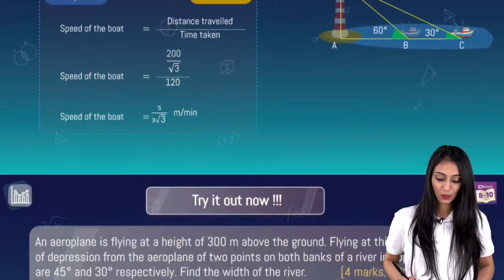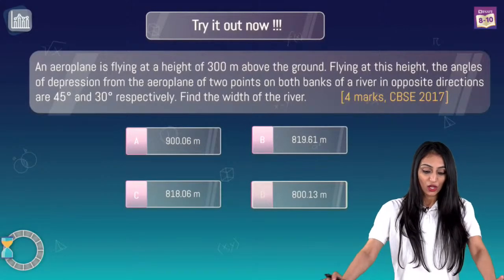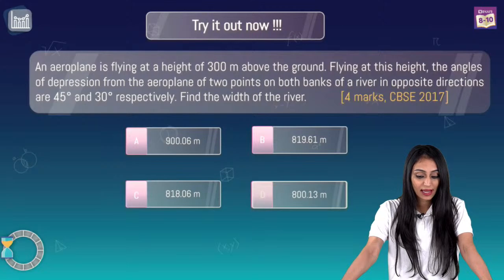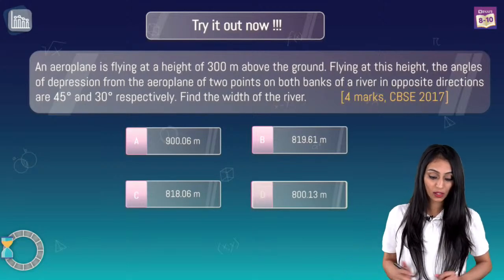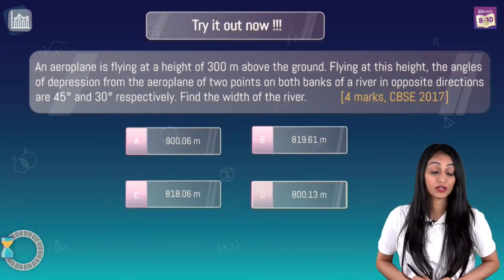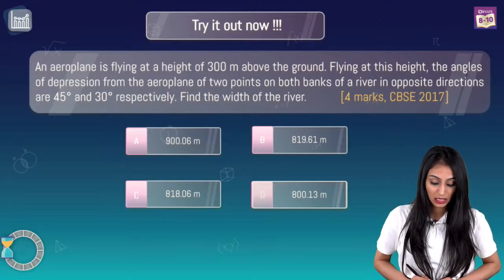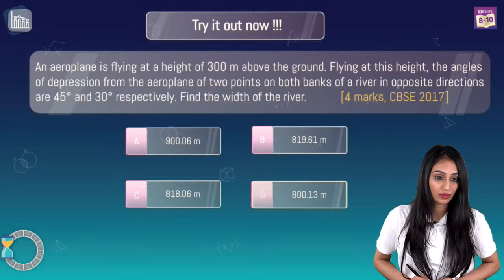Let's move ahead. Let's take a look at the next question now. An aeroplane is flying at a height of 300 meters above the ground. Flying at this height, the angles of depression from the aeroplane of 2 points on both banks of a river in opposite directions are 45 degrees and 30 degrees respectively. Find the width of the river.